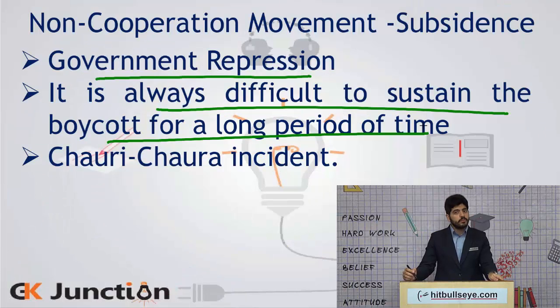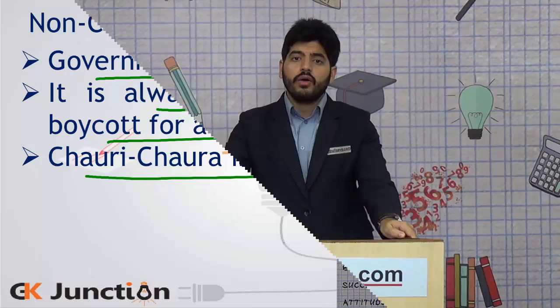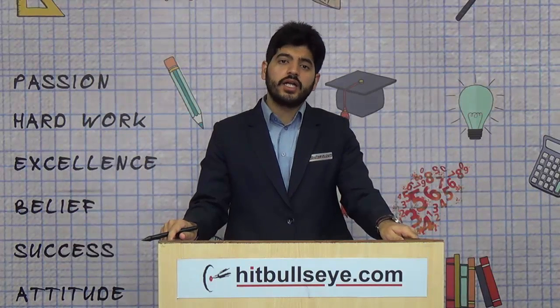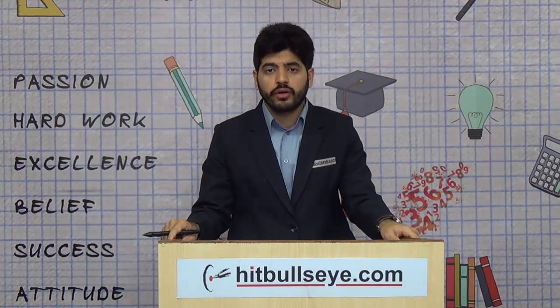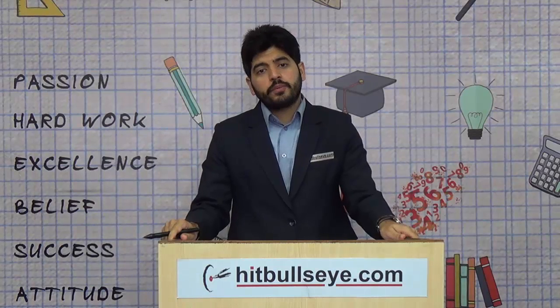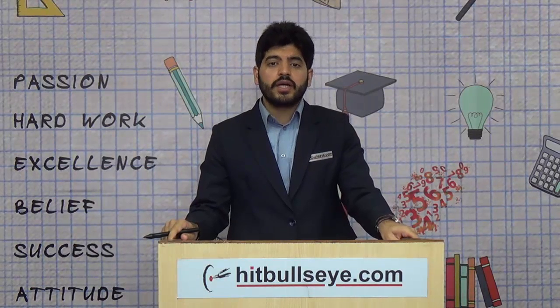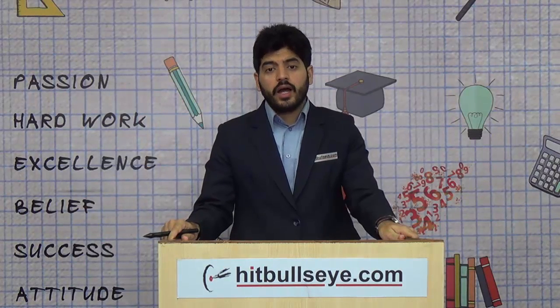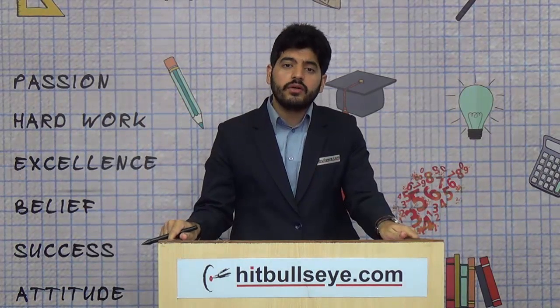But the most important reason for the subsidence of the non-cooperation movement was the Chauri Chaura incident. What had happened was that police had picked up certain people who were boycotting and picketing foreign goods. People were protesting against this pickup or arrest of people by the police, and suddenly the movement turned violent.